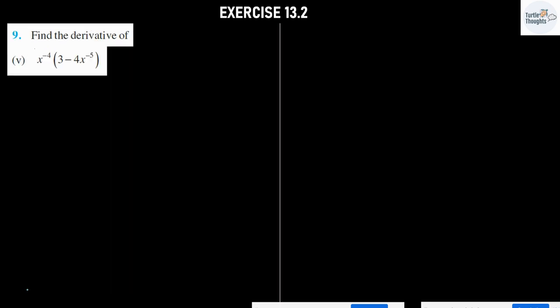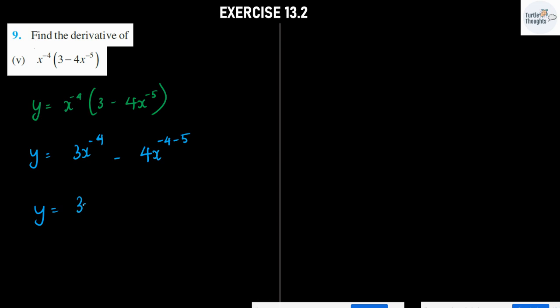Moving to the fifth question. Find the derivative of x raised to the power minus 4 multiplied by 3 minus 4x raised to the power minus 5. Again, I'll be taking the value of y to be x raised to the power minus 4 multiplied by 3 minus 4x raised to the power minus 5. Simplifying, y is going to be 3x raised to the power minus 4 minus 4x raised to the power minus 4 minus 5.